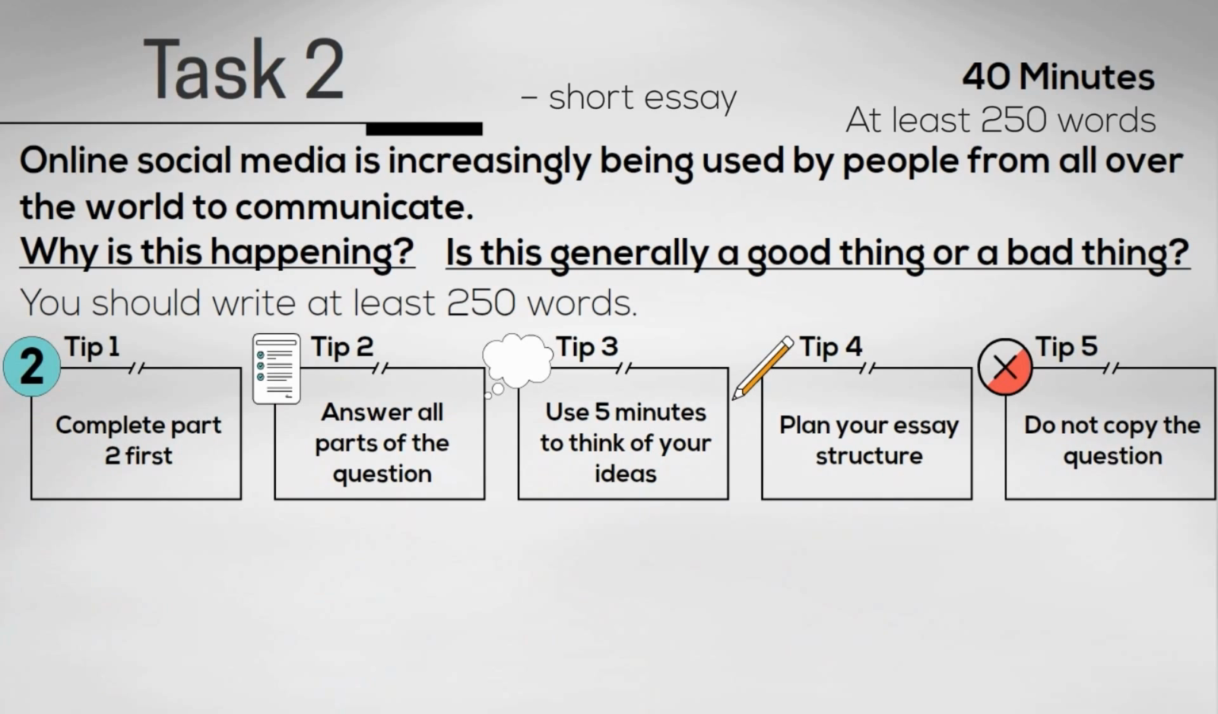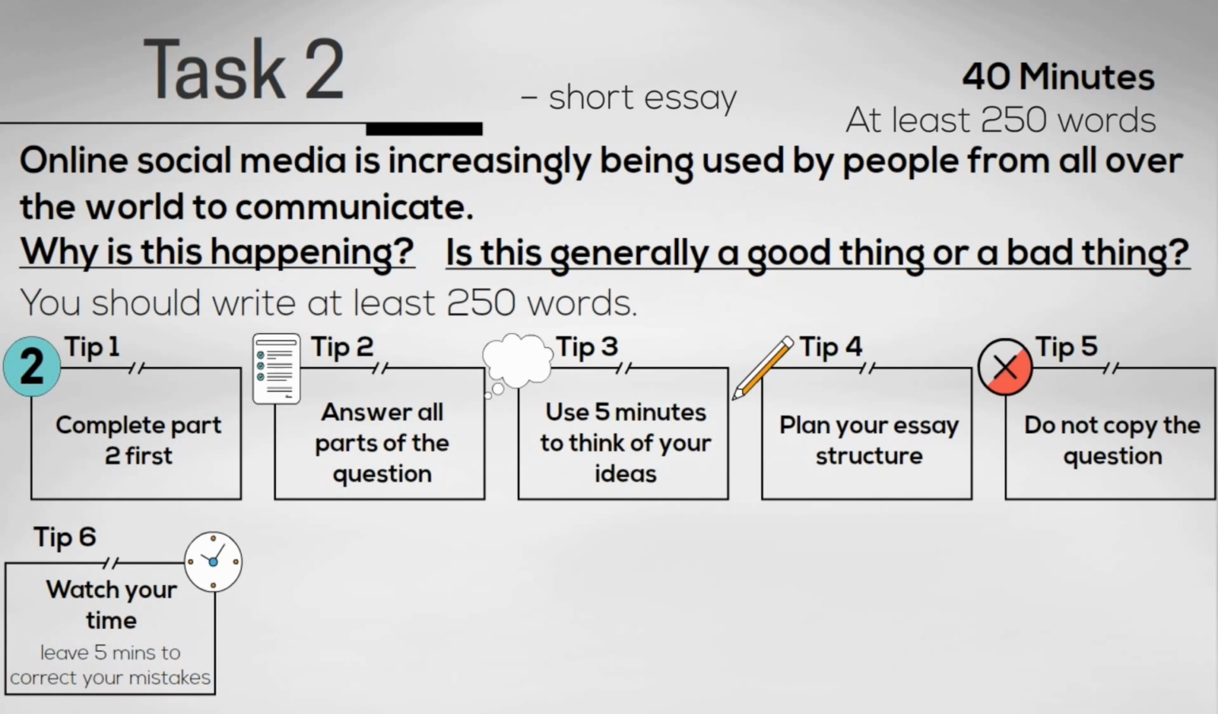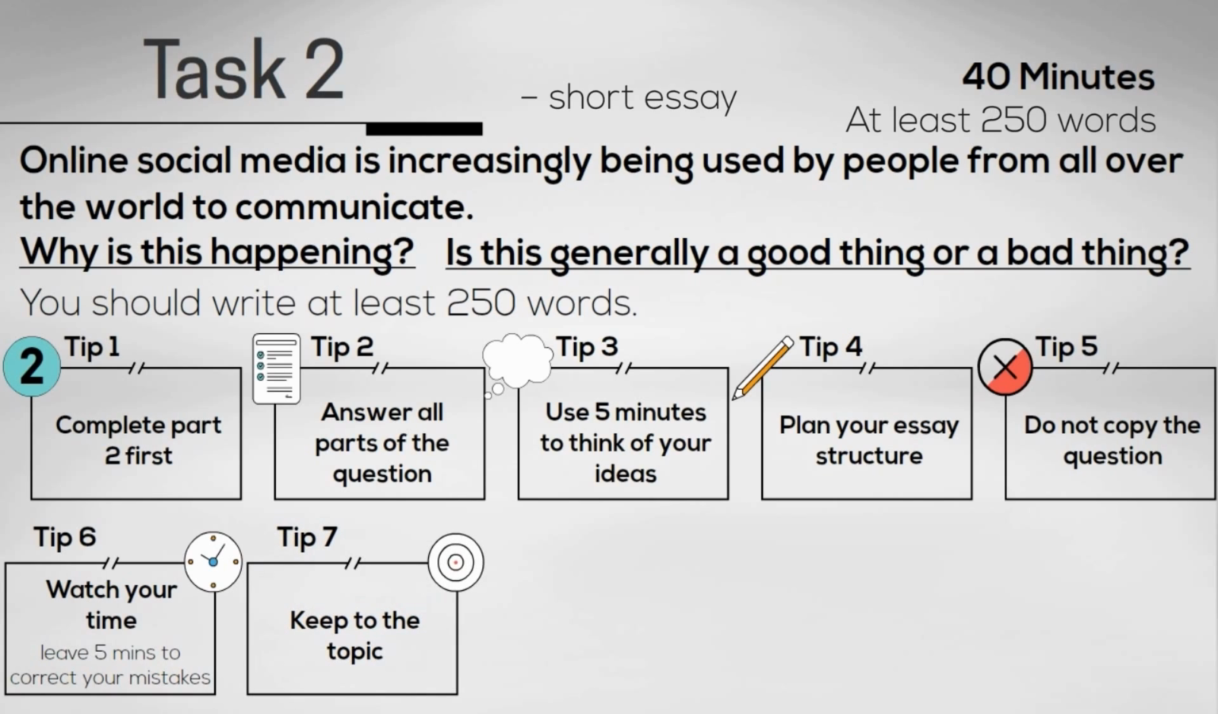Okay, here are some more tips for task 2. Tip number 6 is to remember to watch your time. Try to leave 5 minutes at the end to read through your essay and to correct any small mistakes you see. Tip number 7 is to make sure you answer the question and you keep to the topic.